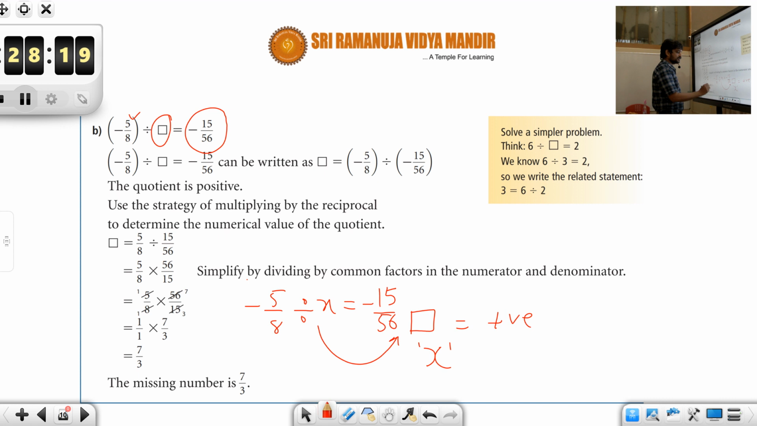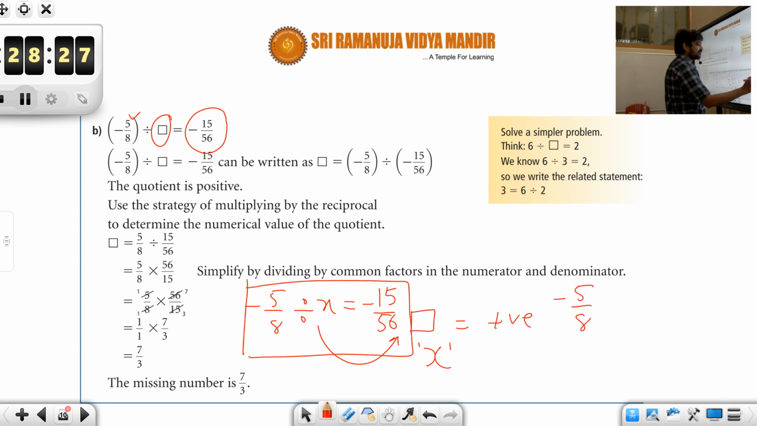So minus 5 by 8 divided by x is equal to minus 15 by 56. This I can write as minus 5 by 8 is equal to minus 15 by 56 times x. See, whatever number you are trying to divide by x, if you take it to the other side, it becomes a multiplicand. So this is minus 15 by 56 times x. Anyway, the sign of x is positive because both are negative. Then try to take this 15 by 56 towards the other side. This is multiplication on the left hand side, so on the right hand side it will become division.